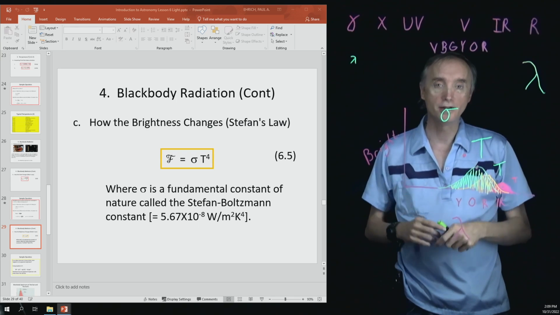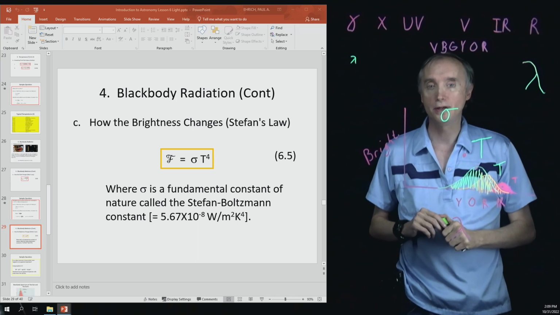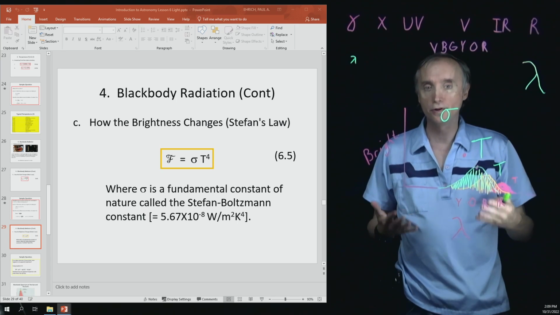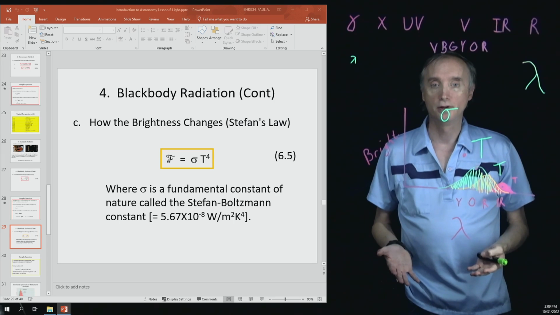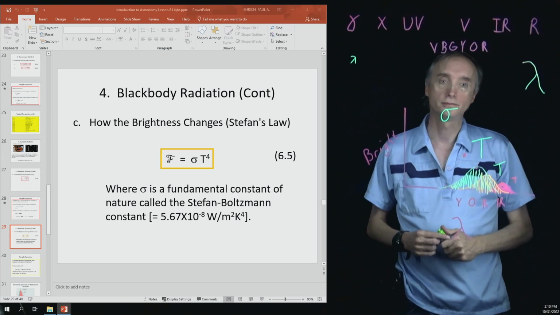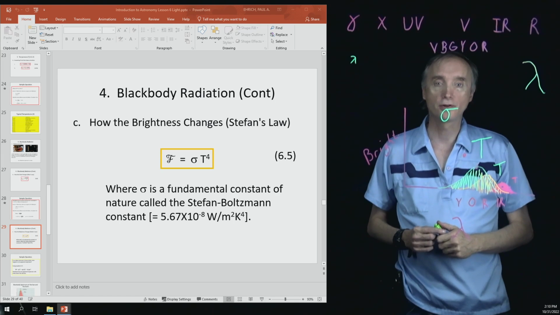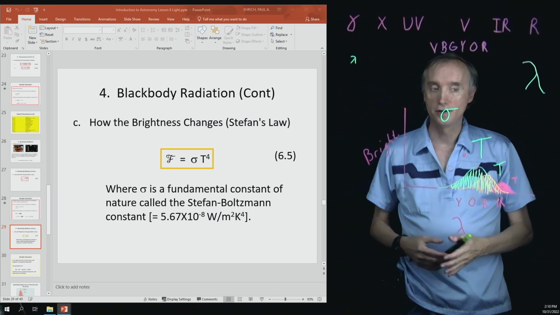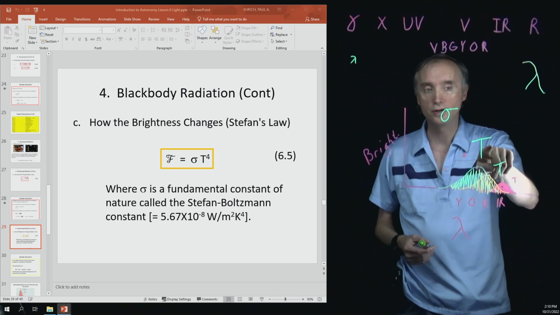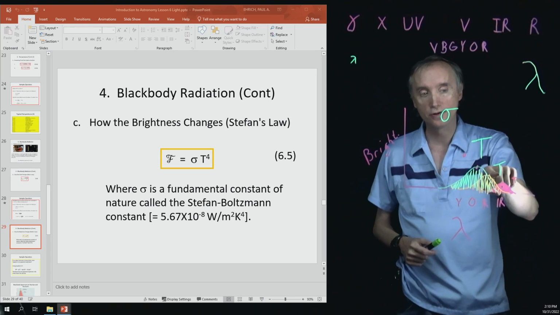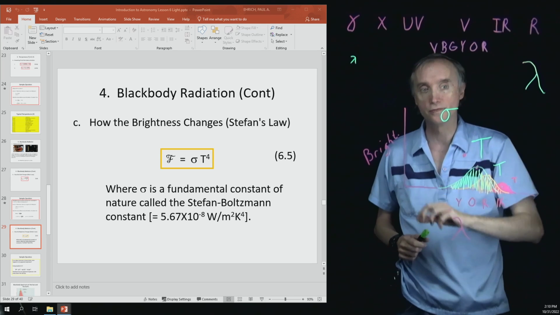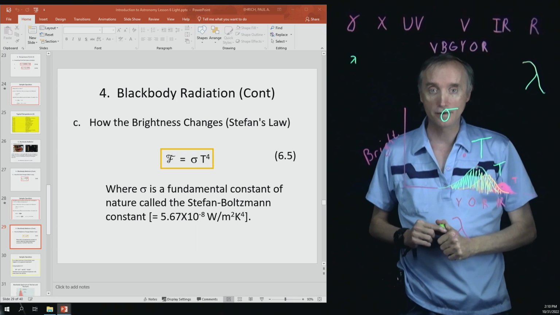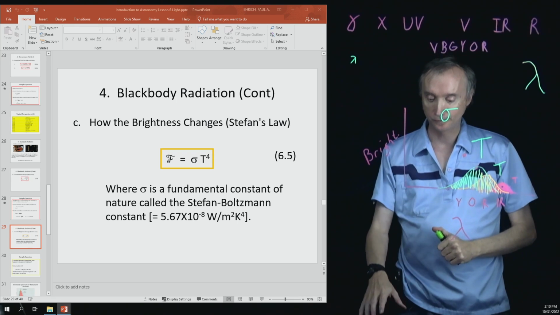This one's got a yellow box around it, so that means I just want you to notice that as you increase the temperature, the F increases. What's the F? The brightness. So as the temperature is increasing, do you notice that the height of the curves is increasing? It's getting brighter. That's what that formula says.